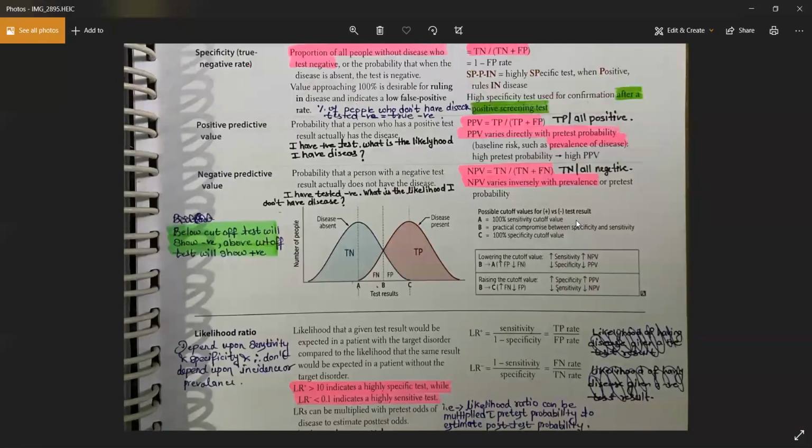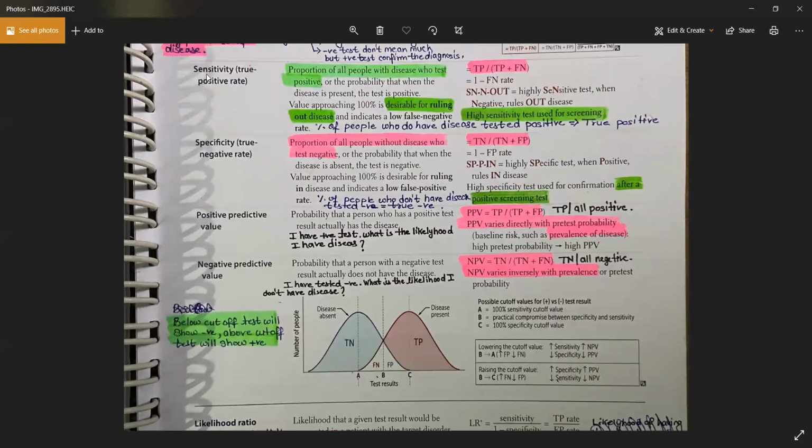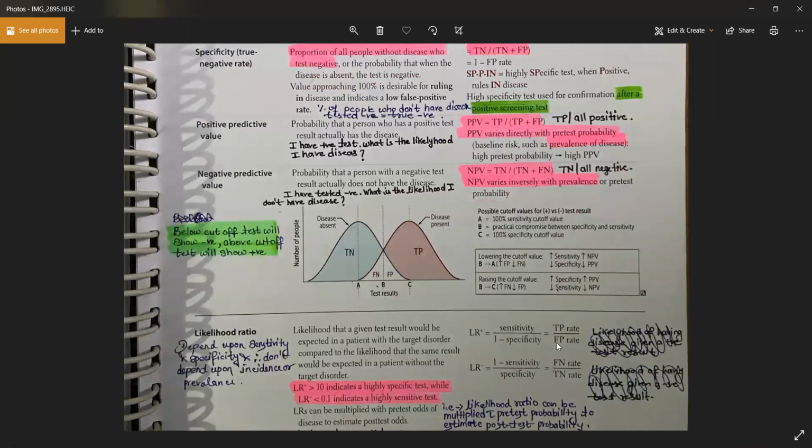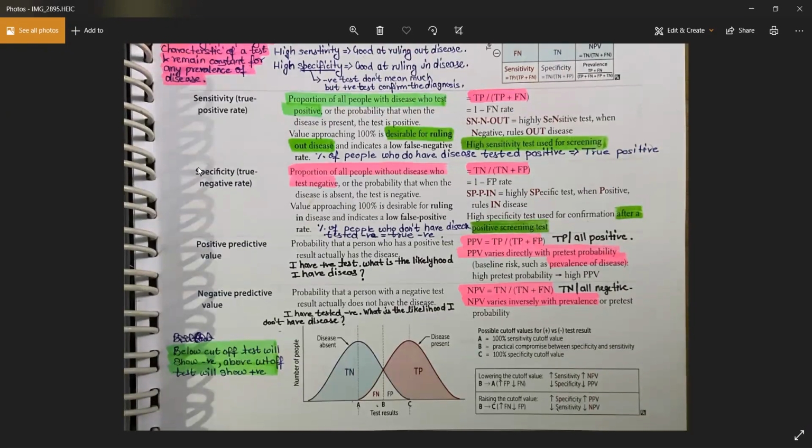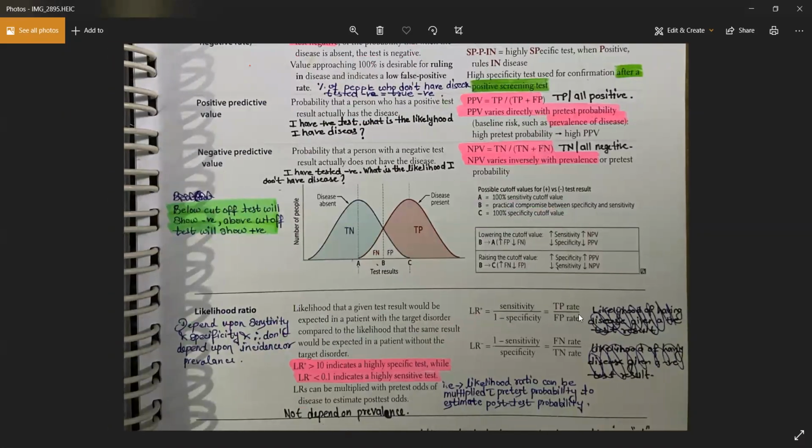Let me show this again. The sensitivity is also known as the true positive rate, and 1 minus sensitivity is the false negative rate. Similarly, the specificity is also known as the true negative rate, which means all the true negatives divided by all the individuals without the disease. So individuals who tested negative, divided by all the individuals without the disease, is the true negative rate. And 1 minus specificity is the false positive rate, which means all the individuals who tested positive but actually do not have the disease. This is the false positive rate.